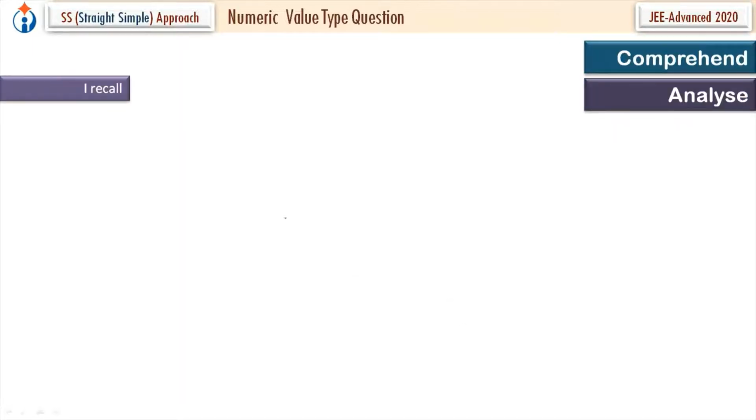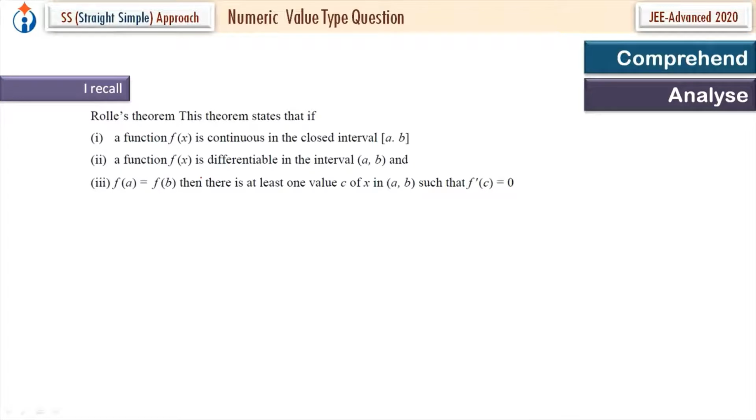Let's analyze. So I recall Rolle's theorem. Why do I recall Rolle's theorem? The function is given, in there a0, a1, a2, a3, 4 unknowns are there, and it is multiplied by (x² − 1)². x² − 1 means (x − 1)(x + 1). And they're talking about the number of roots. That expression is 0 for x = −1 and x = +1, whatever the values of a0, a1, a2, a3.